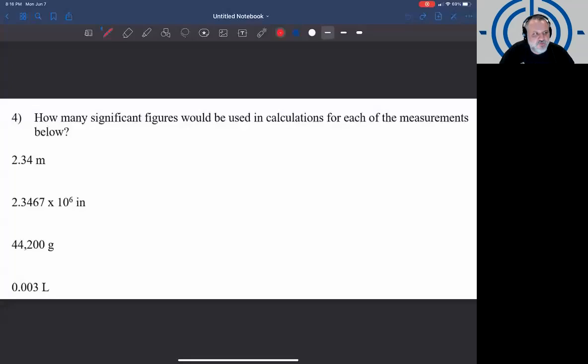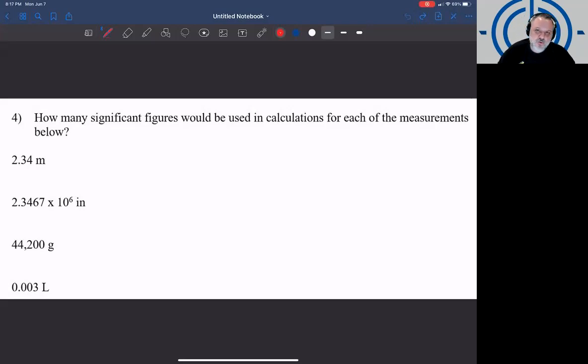Okay, here we are with Gen Chem 1, Chapter 1, question number 4. The question is asking you how many significant figures you would use in a calculation for each of the measurements that are listed. It's asking how many sig figs would be used. It's not asking you how many significant figures the measurement has. We'll talk about that in just a second because it's not quite the same question.